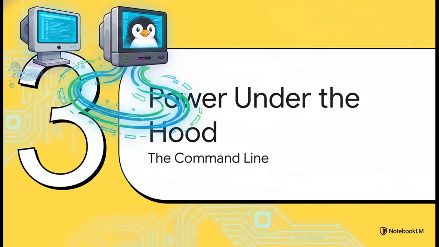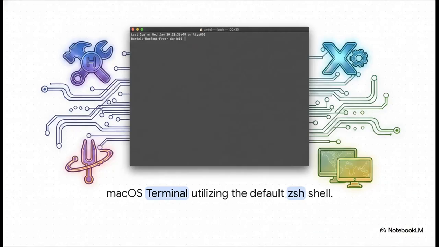All right, let's look at Part 3, power under the hood. If we look under the hood, macOS utilizes the ZSH shell by default in its terminal. This gives you a highly stable Unix environment that developers absolutely rave about. It lets you wield powerful tools like Homebrew, Git, and Xcode, all without sacrificing that beautiful graphical interface we were just talking about. It is honestly a web developer's dream.